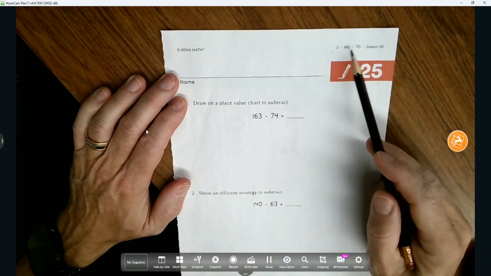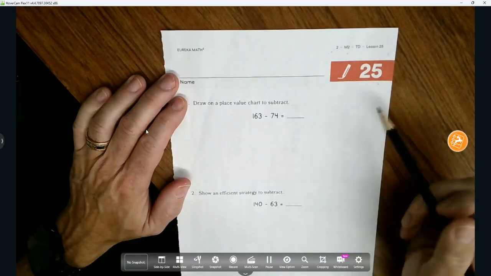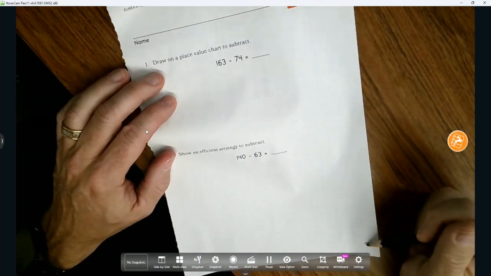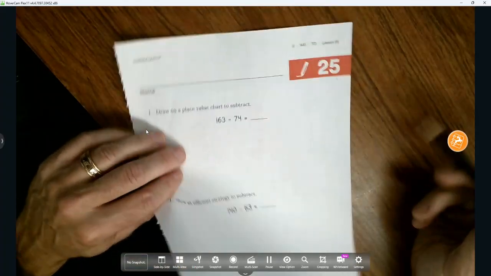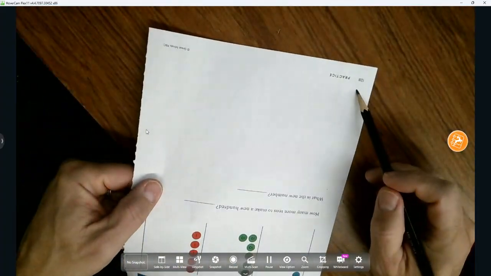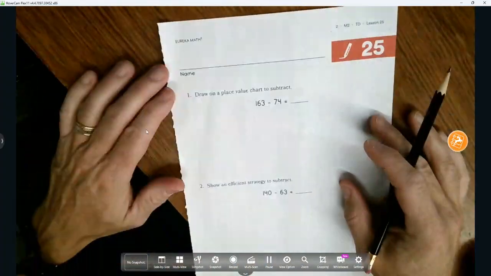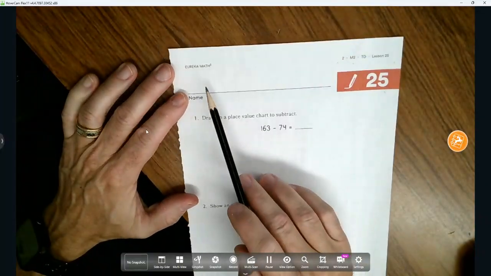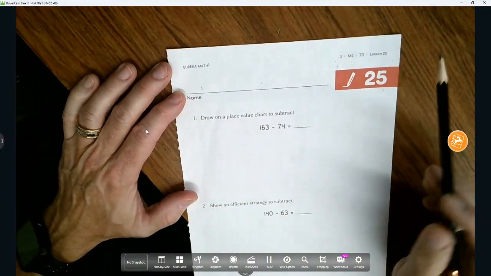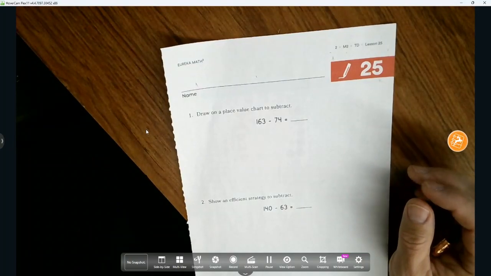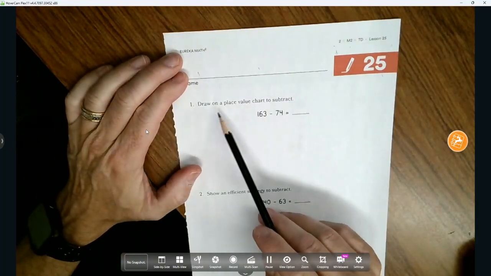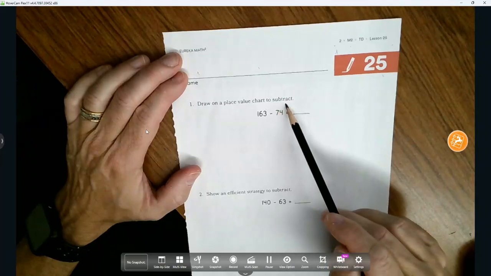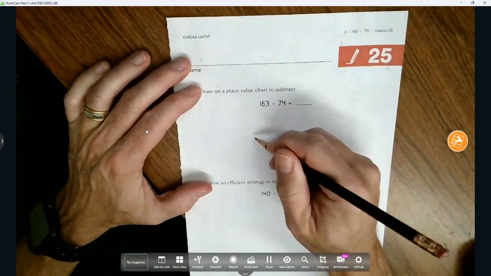Second grade, module 2, lesson 25, homework. Okay, we are on page 127. So you have page 127 and page 128. Let's look at these. Let's figure them out. Again, first name, last name, class number. Make your teacher's life easier. Draw on a place value chart to subtract. All right, so let's draw the place value chart.